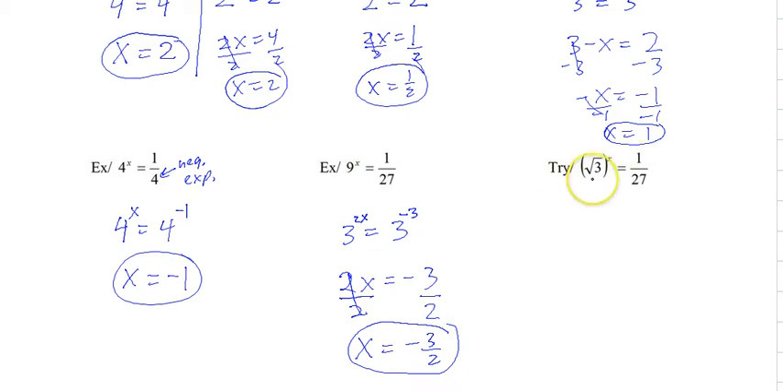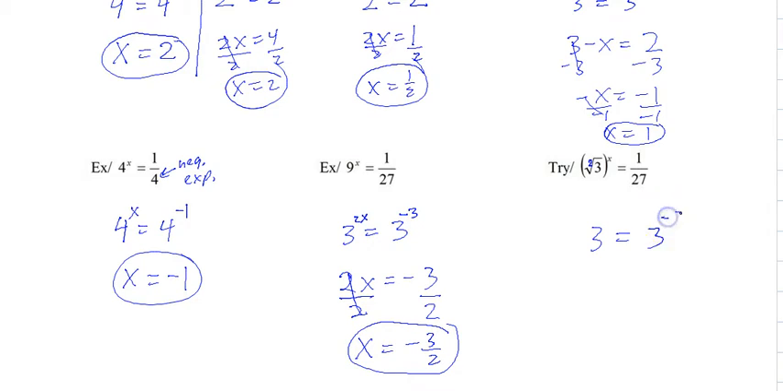Alright, this is the most complicated I could think of, and I want you to try it. So, to give you a hint, remember radicals are fractional exponents. And the base here would be 3. So pause and give it a shot.